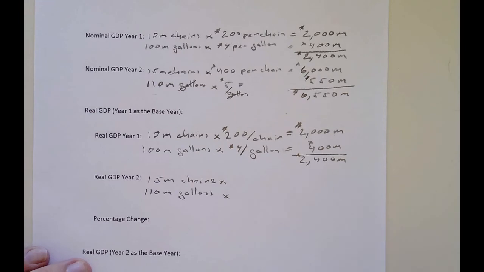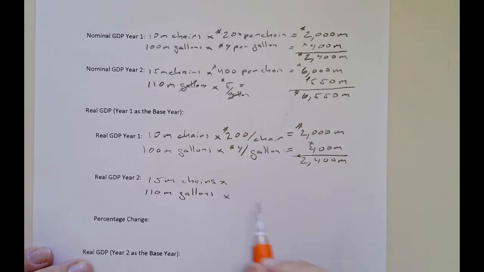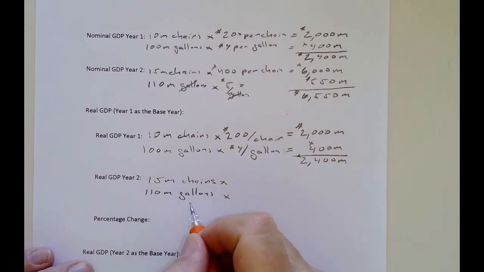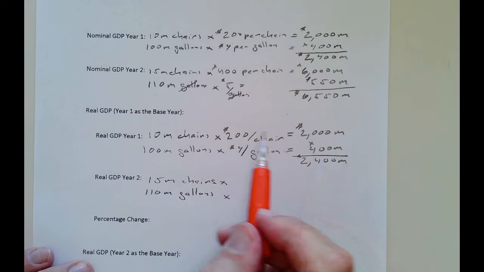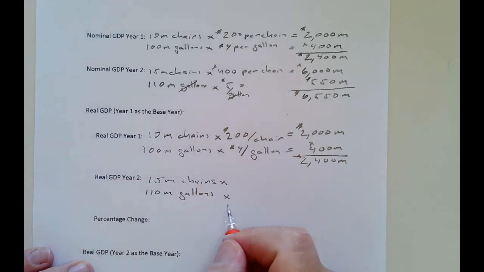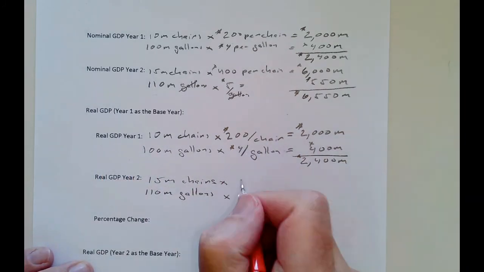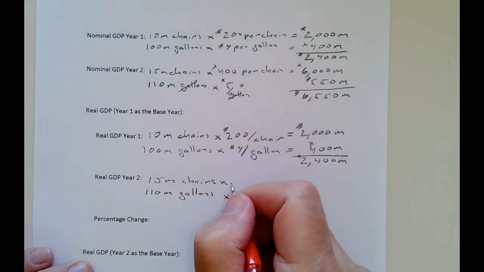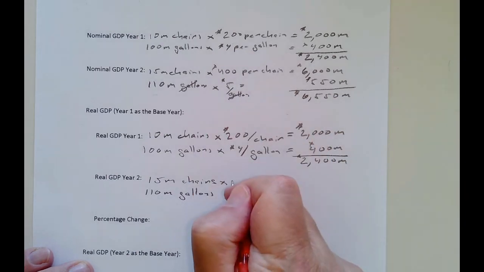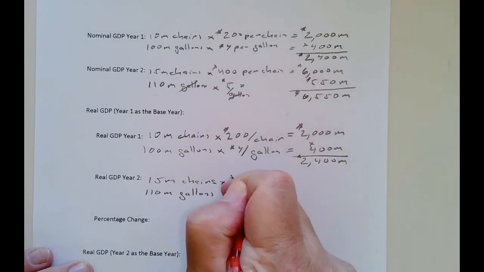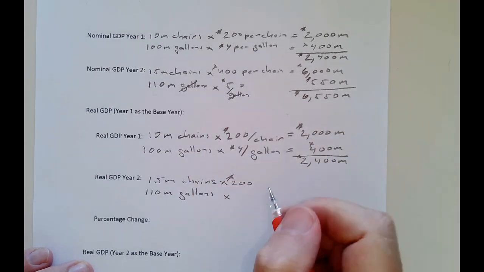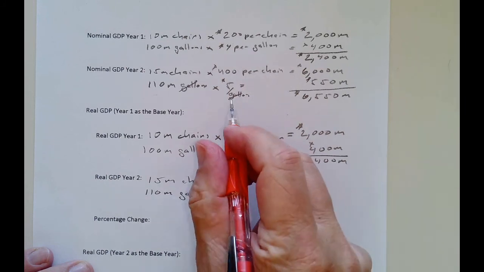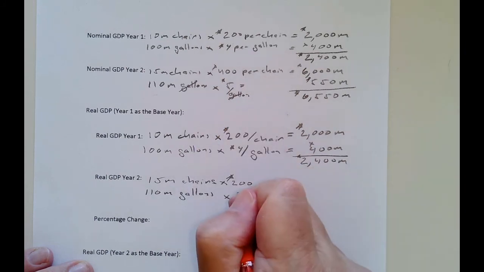Too late now. And then now we have year 2. What to do with year 2? Well, last time we used the prices for year 2, but if we're using year 1 as the base year, we simply use the same prices we had up here. So instead of using the $400 for the nominal GDP, we use $200 here. And instead of using the price of $5 per gallon, we use the number for year 1, which is $4 per gallon.